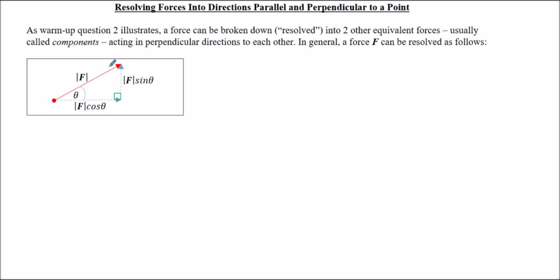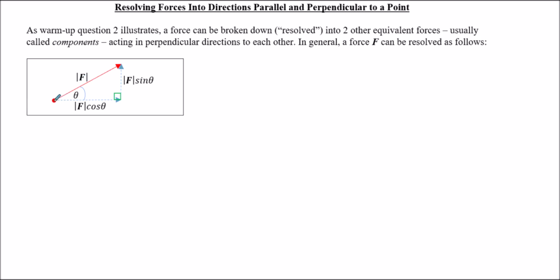So warm-up question 2, if we have a force going at an angle, then the horizontal component is the magnitude of a force multiplied by the cosine of the angle made by the horizontal and the force, and the vertical component, the J component, is the magnitude of a force multiplied by the sine of the angle made by the force and the horizontal. Now of course, this force, or any force, will originate from a point.